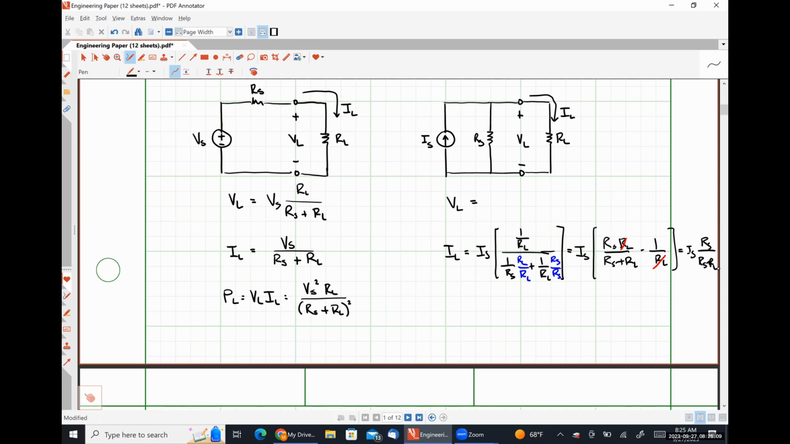All right, exactly right. What Christina just suggested is that since RS and RL are in parallel, the voltage VL will just be that current times that parallel resistance, which would look like IS times RS RL over RS plus RL. And we could have also gotten that result by taking our current for IL and multiplying it by RL.